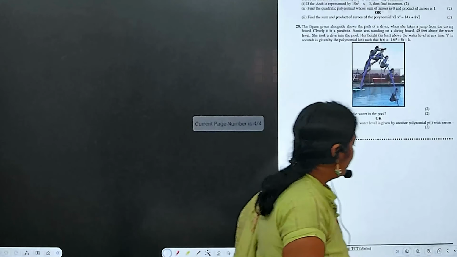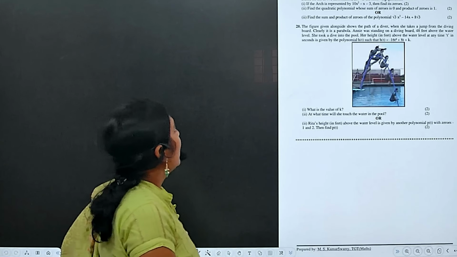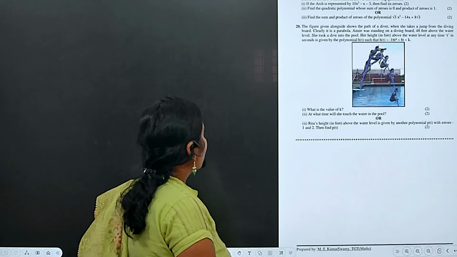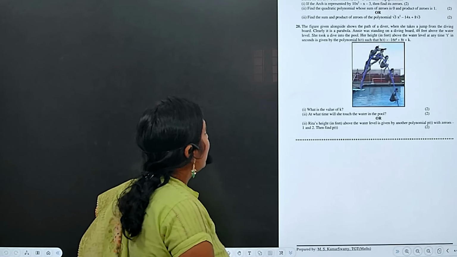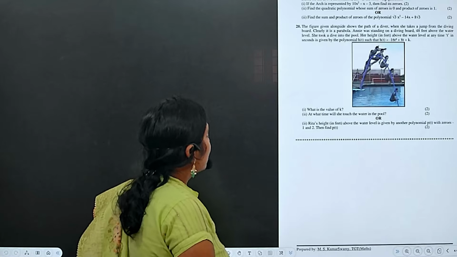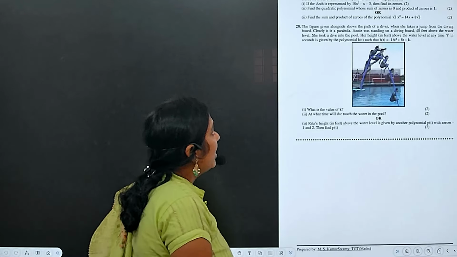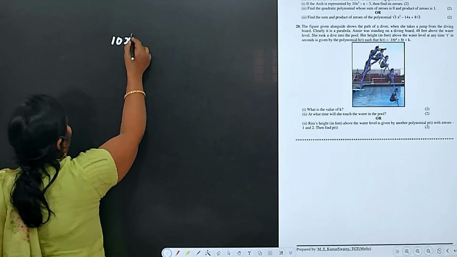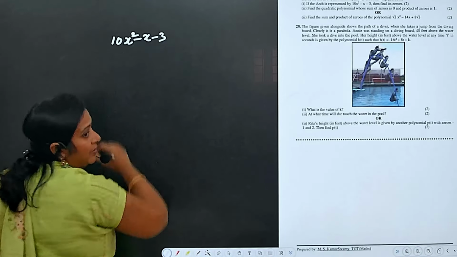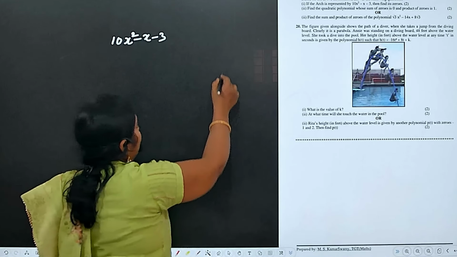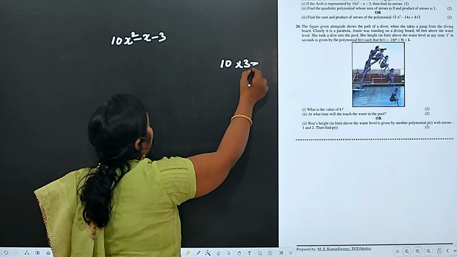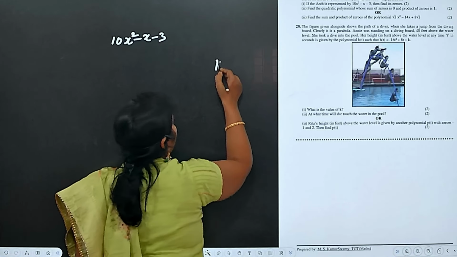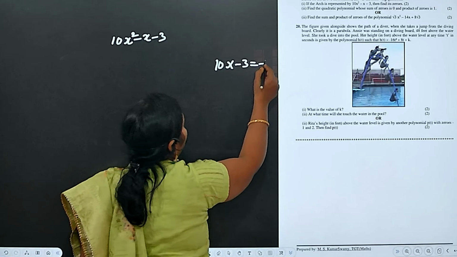That is the story of that. Based on the above information, answer the following questions. If the arc is represented by 10x square minus x minus 3, then find its zeros. 10x square minus x minus 3. 10 into minus 3 equals minus 30.